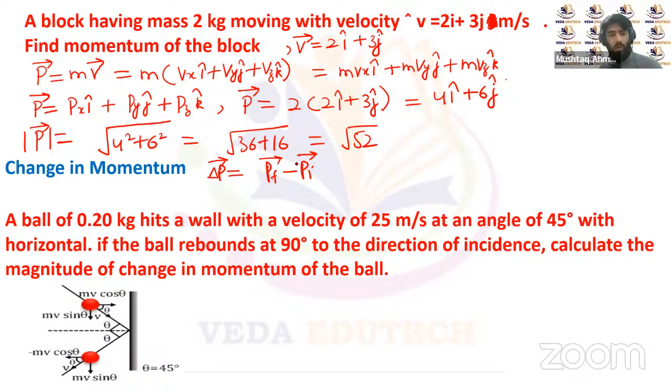The question is that a ball of 0.2 kg hits a wall with a velocity of 25 meter per second, the initial speed of this body, at an angle of 45 degree with the horizontal, right? If the ball rebounds at 90 degree to the direction of incidence, calculate the magnitude of change in momentum of the ball, right?